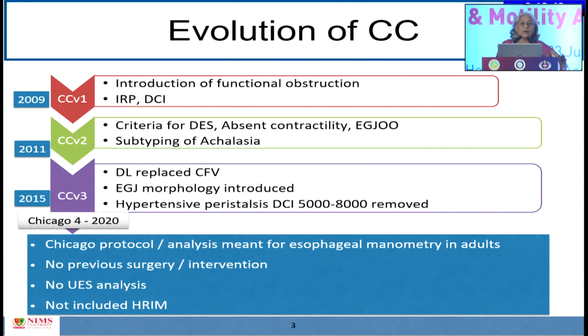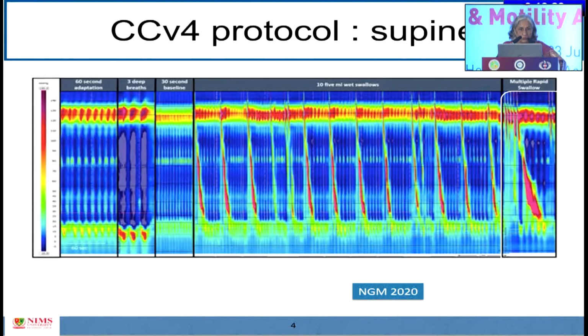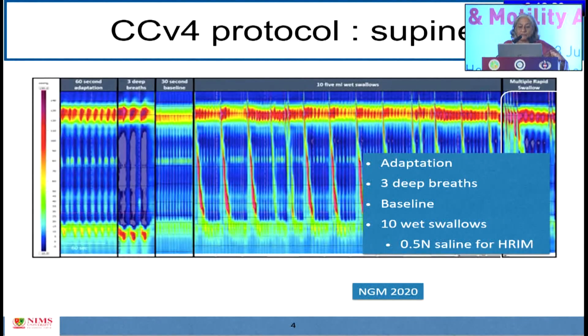The same protocol has different values when you look at children, when you look at patients who have been operated, as well as patients where you need an upper sphincter analysis. This is not validated for that. Secondly, the original Chicago classification does not include impedance manometry in its analysis, and therefore I will not touch on that. So this is the protocol. Dr. Hebert has already covered it: the initial adaptation, 3 deep breaths to check that the catheter is in the stomach, and a baseline. 10 water swallows of 5 ml is what the original classification defined.